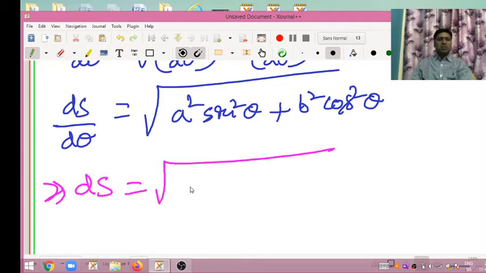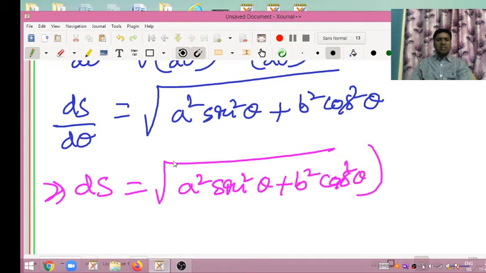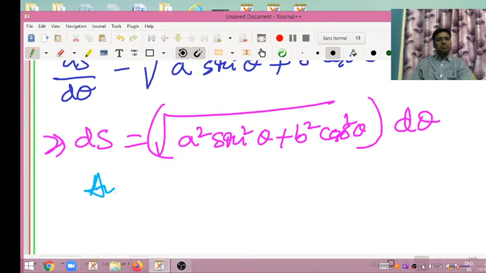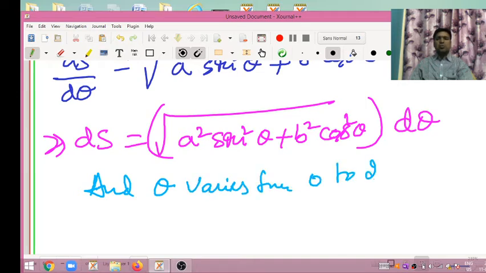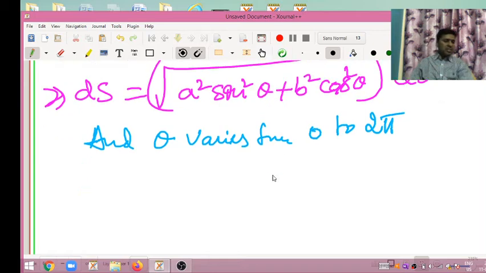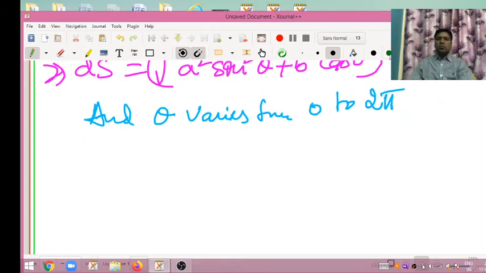So that's why square root of a² sin²θ + b² cos²θ into dθ will come, my dear friends. This is the value of ds now, and for the ellipse θ varies from 0 to 2π. Now we want to verify this value, this one. Integral C, what is given?